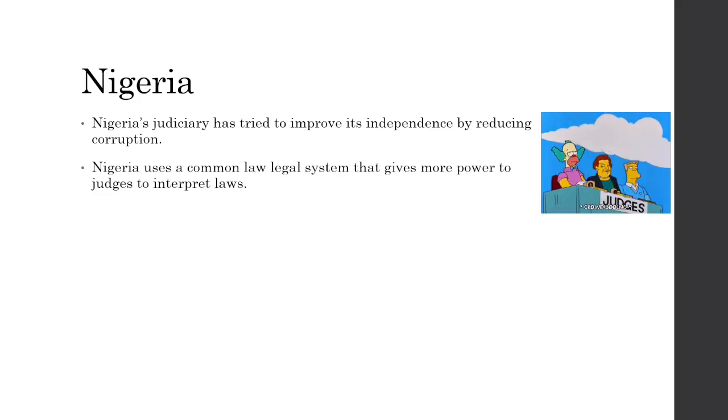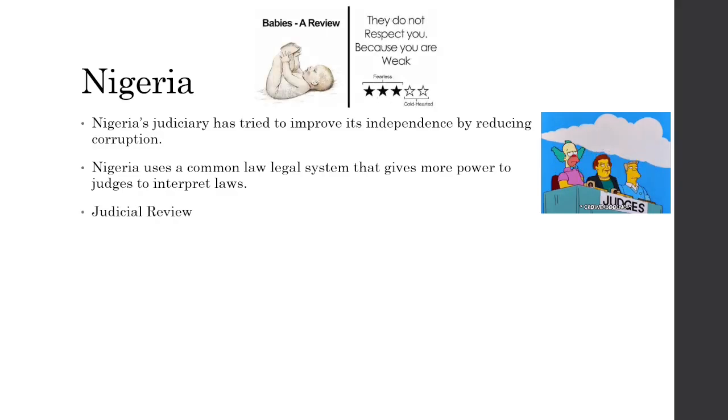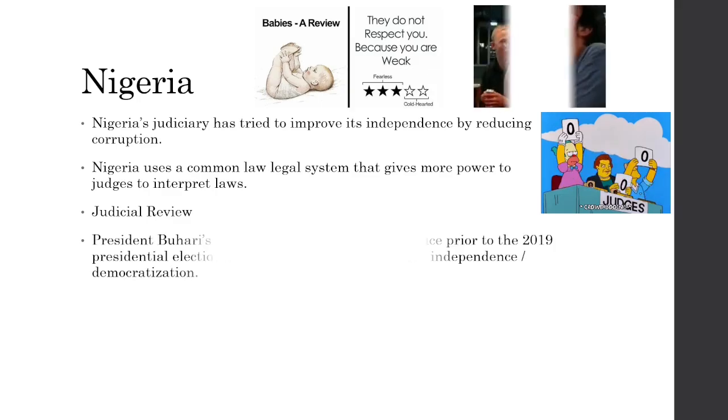In Nigeria, they also have judicial review, and the judiciary has also tried to improve its independence, particularly through reducing corruption. This is a very, very recent and concurrent process. They use a common law legal system as well as their constitution, and this common law legal system is notable because they'll give more power to the judges to interpret the meaning of laws. They have to set the precedents to have them, and that's essentially what they're doing right now. But they do possess judicial review to call certain laws unconstitutional.